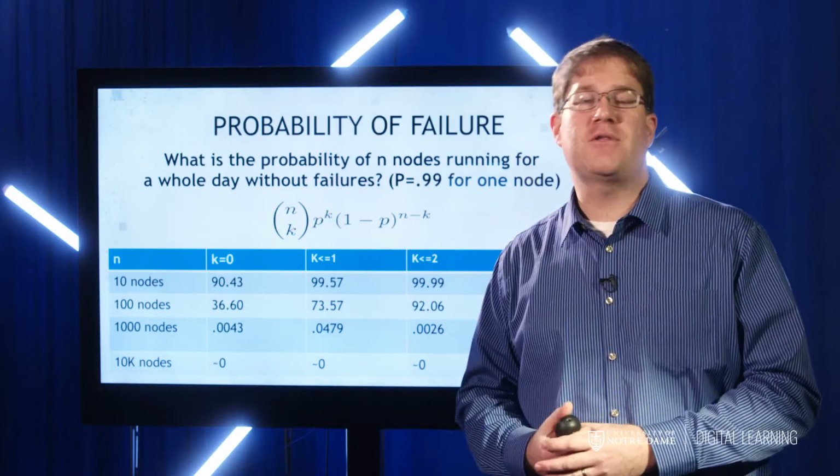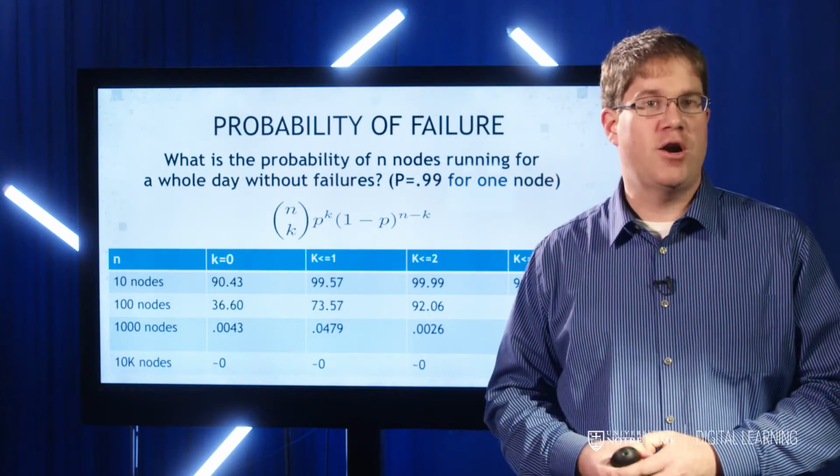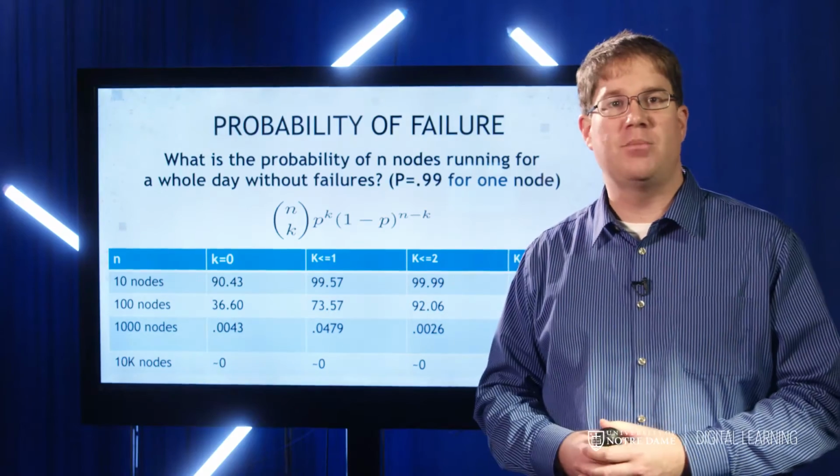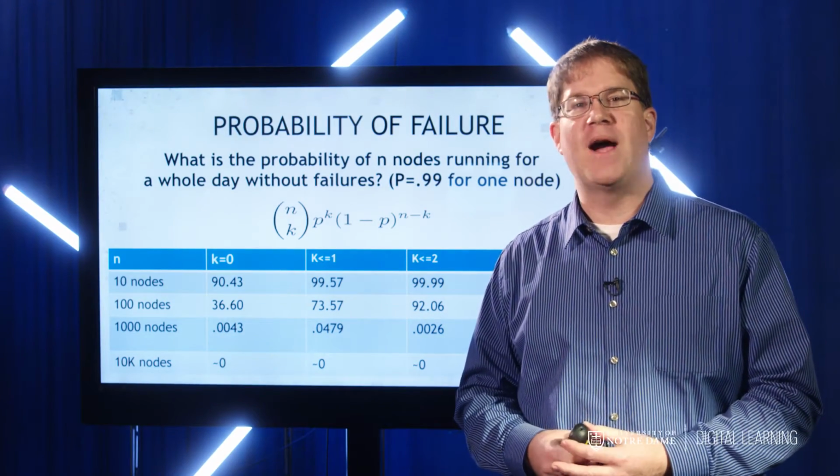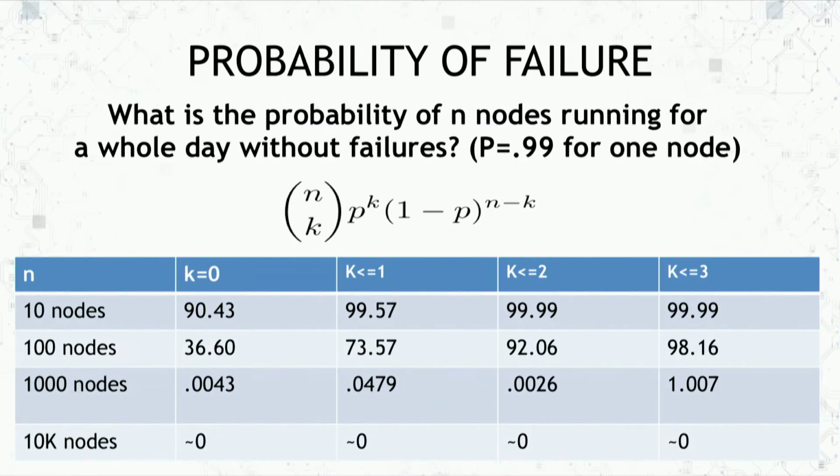Now, we can compute the probability of failure for an arbitrary number of machines and an arbitrary number of failures by simply using the binomial theorem. So the coefficient for the binomial theorem is n choose k, p to the k, times 1 minus p, that's the opposite of that probability, to the n minus k. And that's for n machines and k failures.